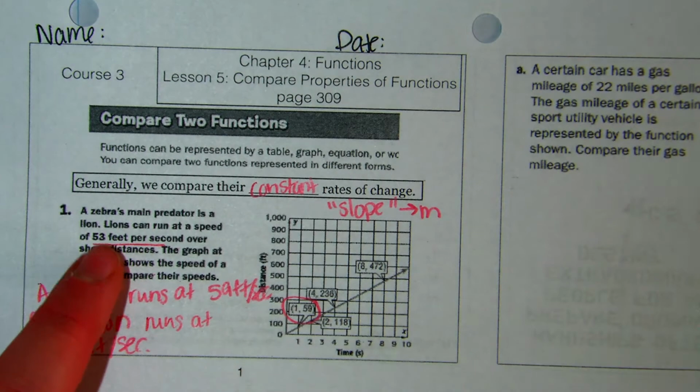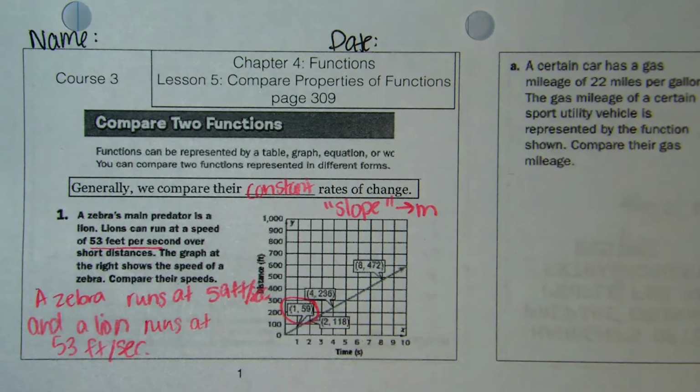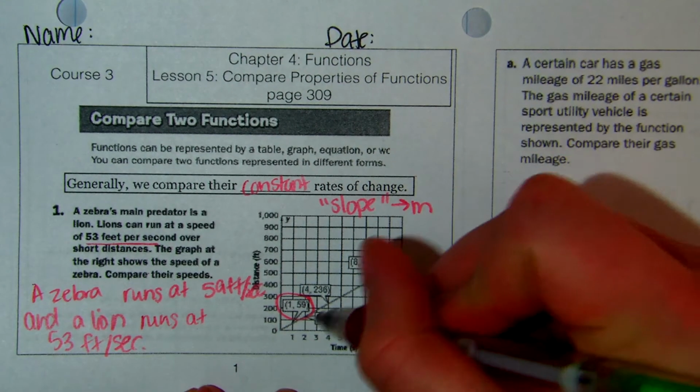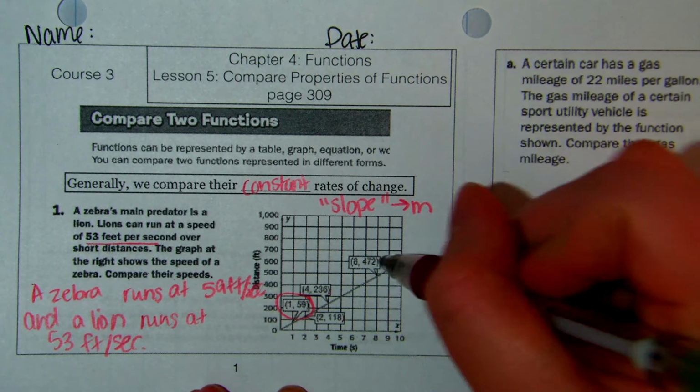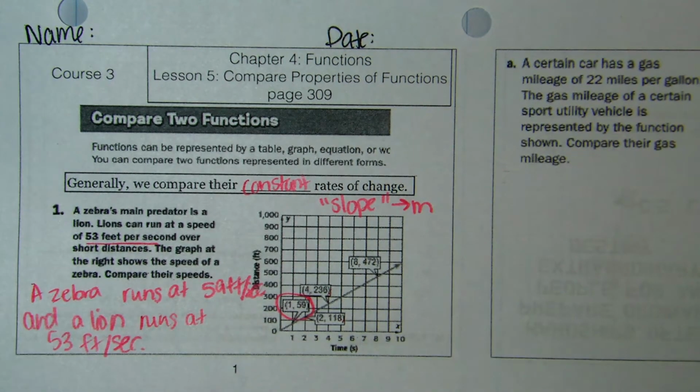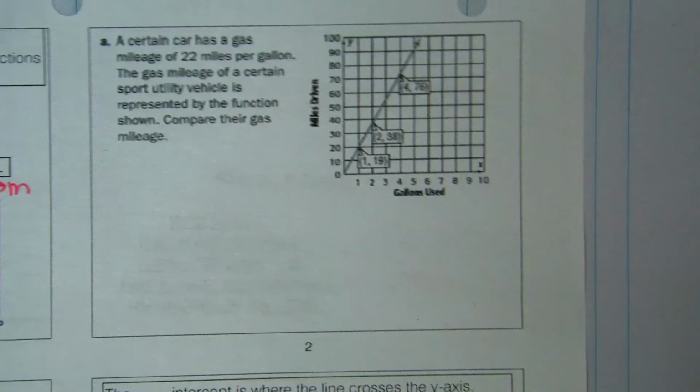Here we're given words, here we're given a graph. You could have also done 59 to 118, 118 to 236, 236 to 472. Could have done the constant rate of change there. Or the slope, draw a triangle. Just depends on what's most efficient.